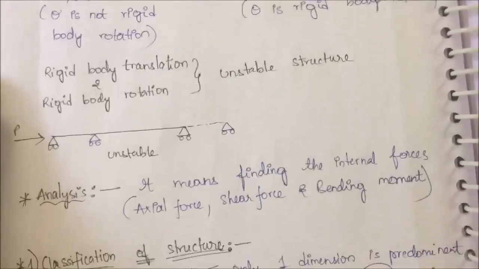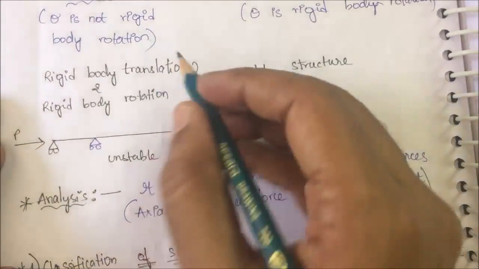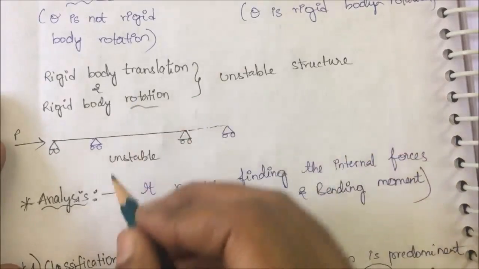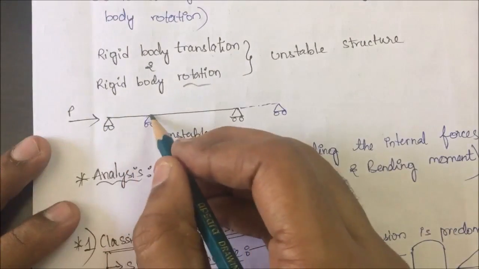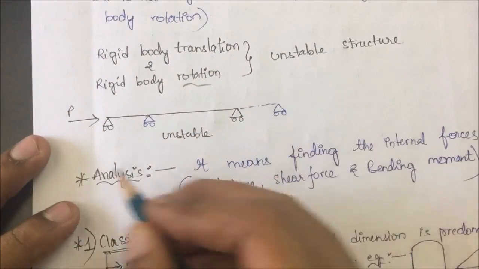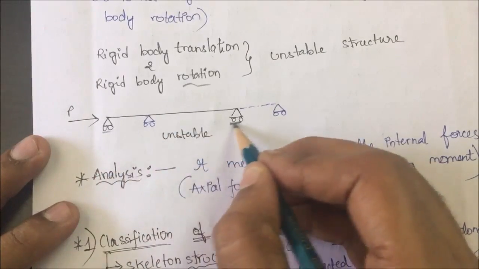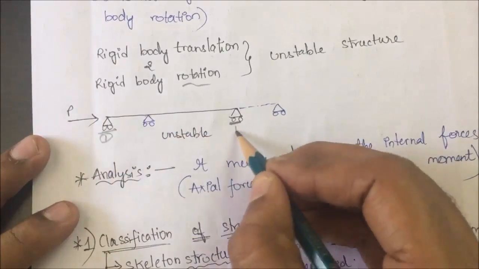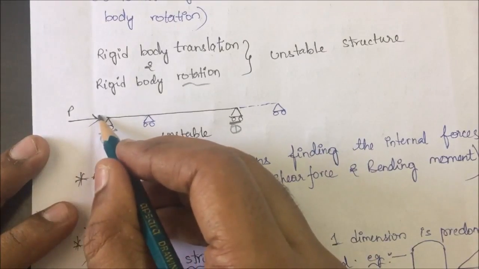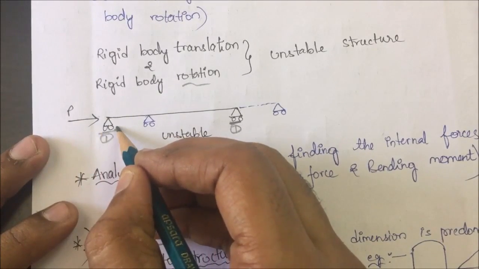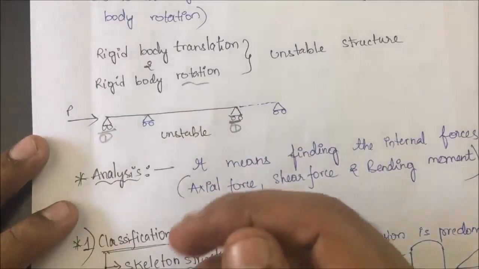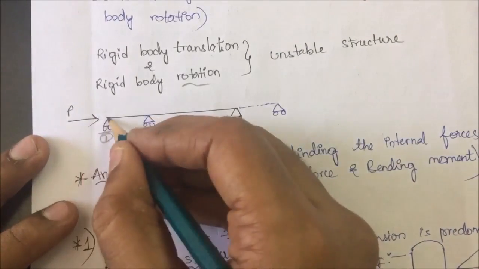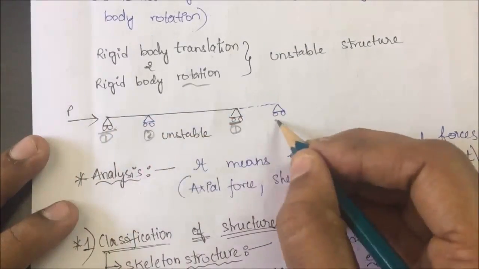There is one more thing which is called rigid body translation. So rotation was rotating, right? In translation, your entire body is moving without showing any resistance. For example, we have roller supports. If I apply a load, what will happen? Roller supports will not give any resistance in the horizontal direction. So when I apply a load in the horizontal direction, it will move to a new position, right?